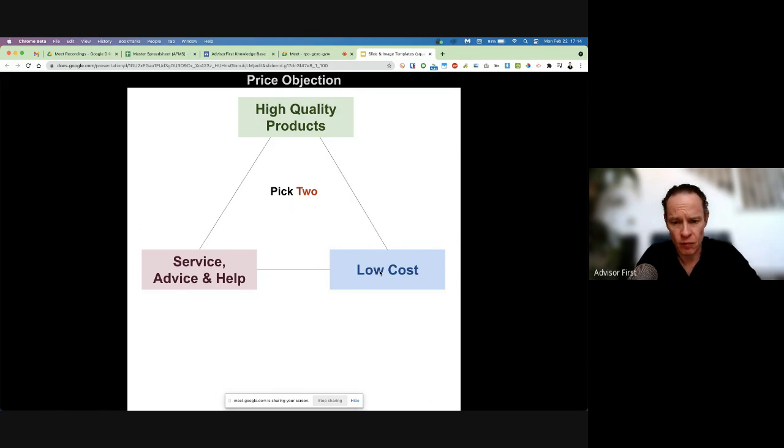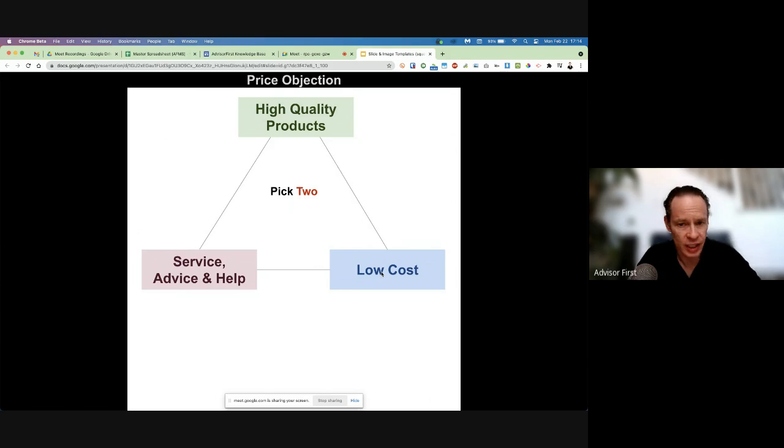It doesn't really matter. But the idea is, look, Mr. Client, when it comes to the investment business, there are really 3 primary things most people want in a product. They want a high quality product. They want good service and advice and help and assistance. And then of course they want everything at a low cost.